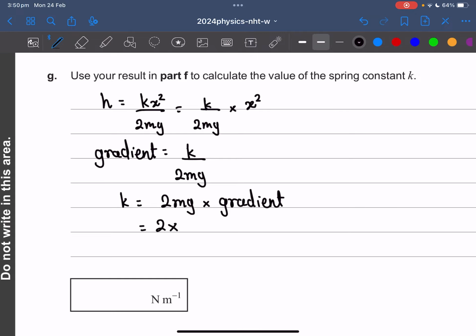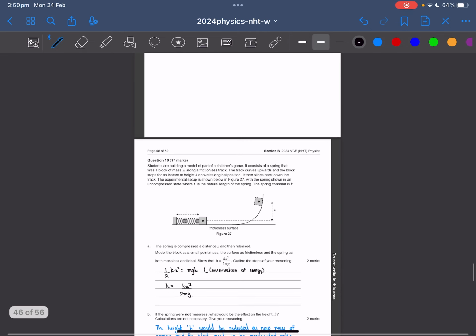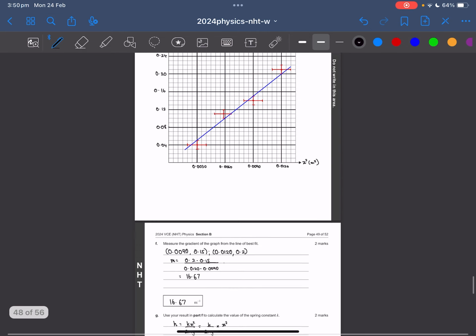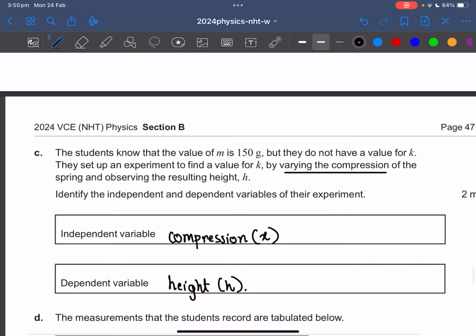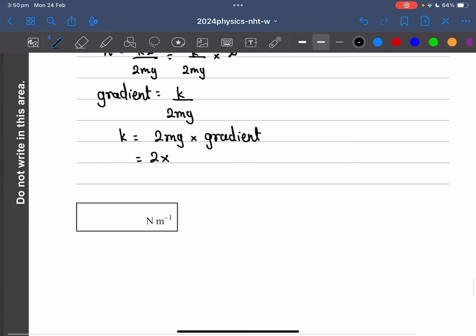Which is 2 times the mass. What is our mass? Where is the mass? Oh, right here. 0.15. Okay, cool. 0.15 times 9.8 times the gradient, which is 16.67. And let us finally type all of that. So 2 times 0.15 times 9.8 times that. We get 49. So 49 Newton per meter.